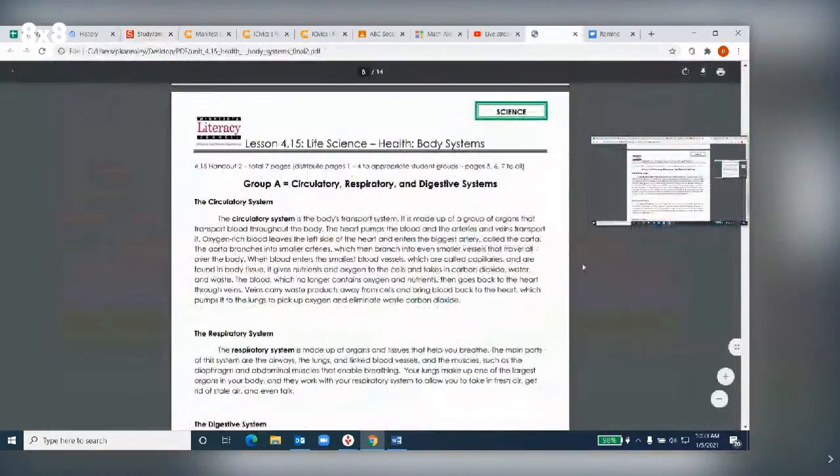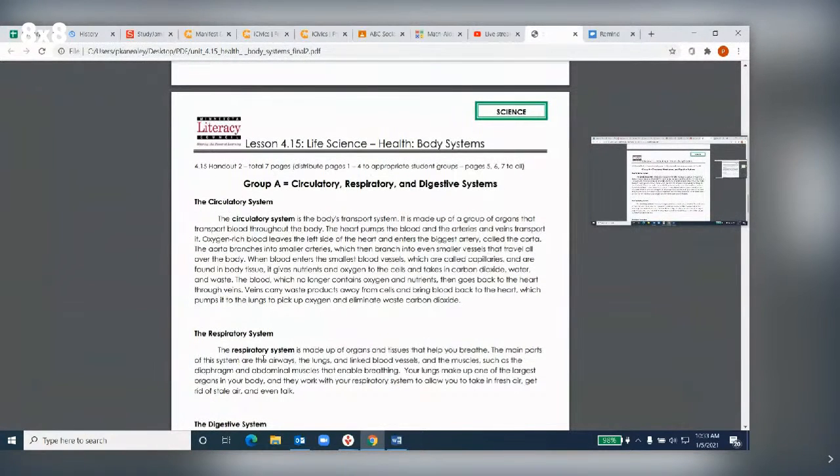So next thing we're going to look at, that was the circulatory system. Next, we're going to look at the respiratory system. The respiratory system is made up of organs and tissues that help you breathe. The main parts of the system are the airways, the lungs, and the linked blood vessels, and the muscles such as the diaphragm and abdominal muscles that enable breathing.